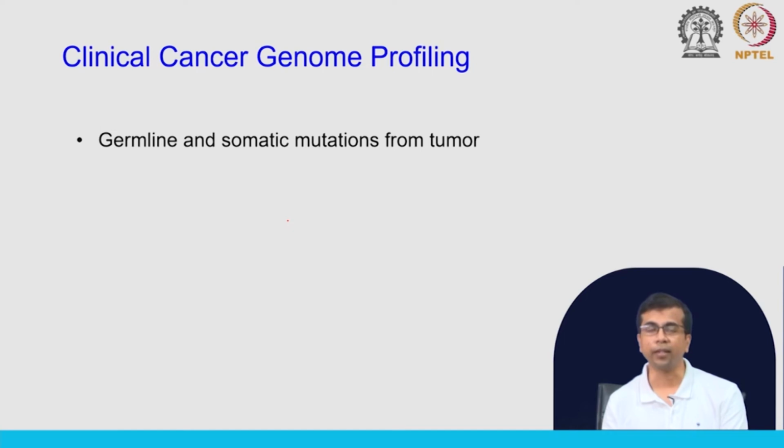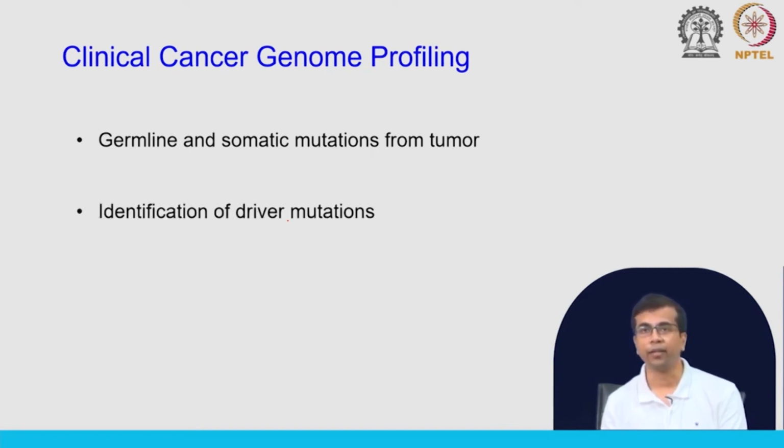So, we can study the germline and somatic mutations from tumor. As I have told, tumors accumulate a lot of somatic mutations during the cell division process, and by studying these somatic mutations we can identify the driver mutations. What are the driver mutations that are actually driving the progression of tumor through different stages and driving those phenotypes, the drug resistance or immune evasion phenotypes, etc.